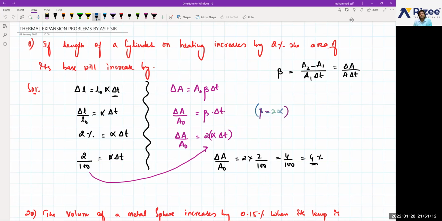So it is 2 into alpha, whose value is 10 to the power of minus 5, into delta T, which is 200, into 100. Simplify it, and we get the answer for this one as 0.4%.